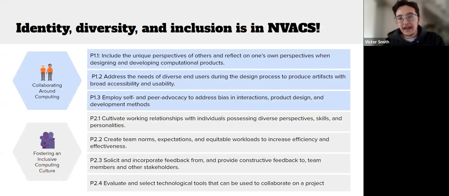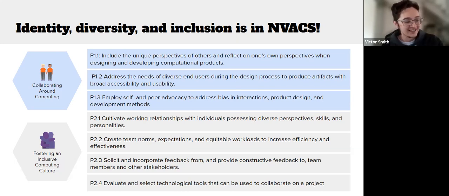So I'll begin with NVACs. Identity, diversity, and inclusion is already in NVACs. And so I've pulled out 2 of the practice standards. These are more about how students should be accomplishing the content, so what students are expected to be able to do. And I know that these are all very lengthy, but maybe look at 1 or 2.